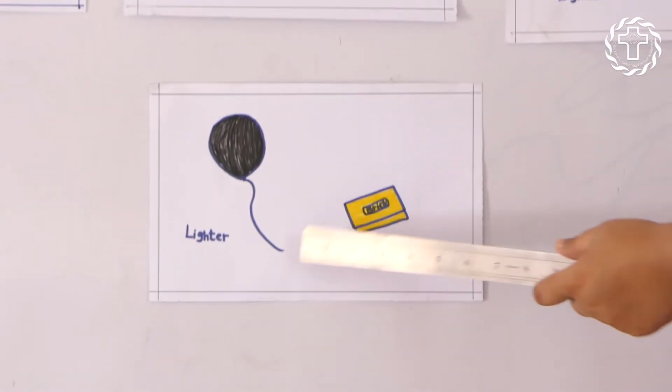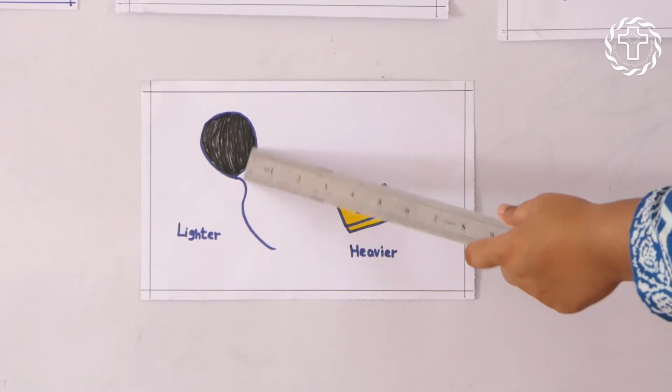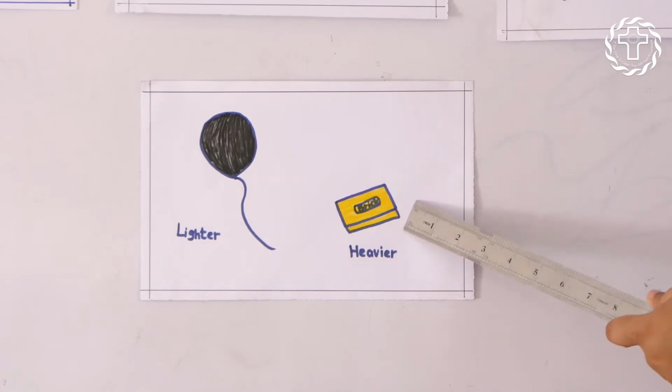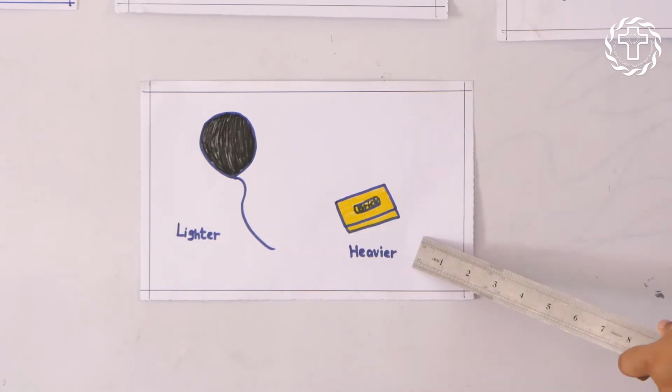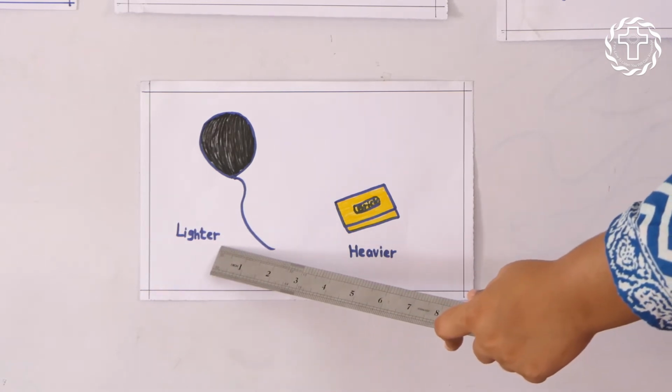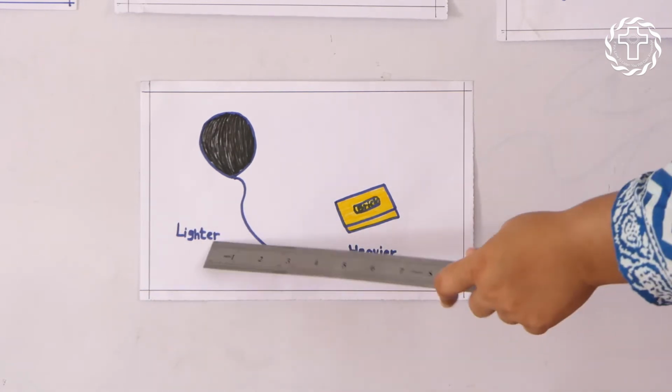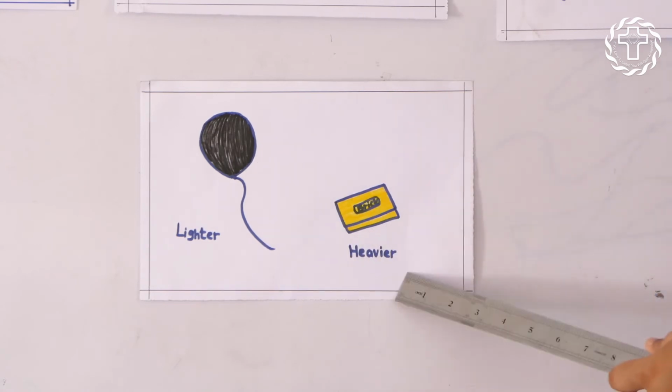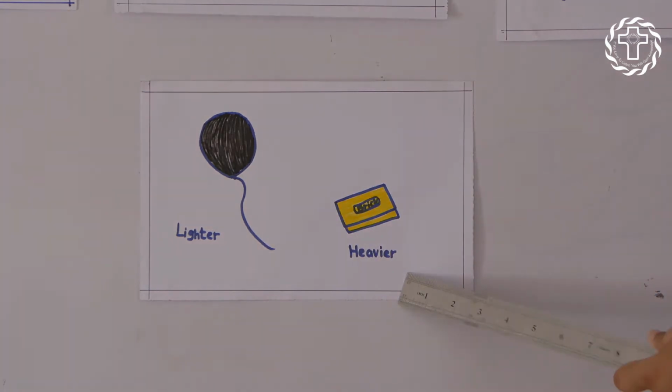And see the other picture. This is the picture of a balloon and a brick. The brick is heavier and the balloon is lighter.